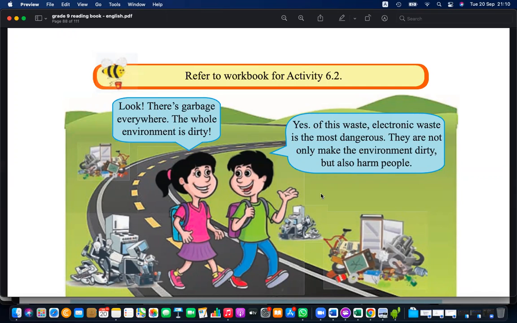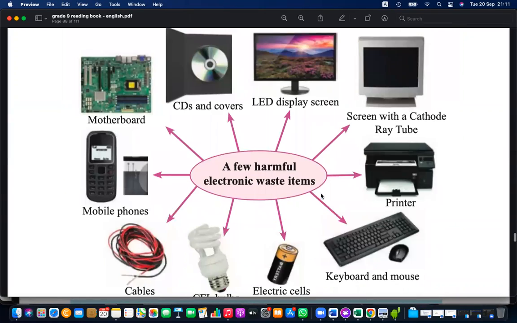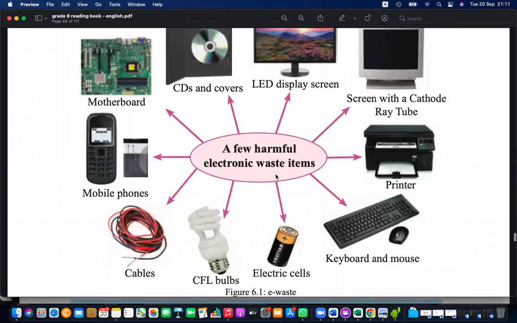Due to that, we have to throw these things away. Therefore, we need to dispose of these materials using a proper mechanism. So here you can see a few harmful electronic waste items.